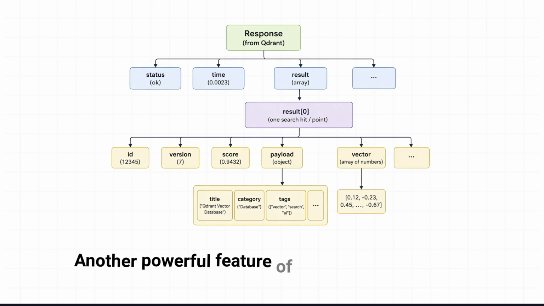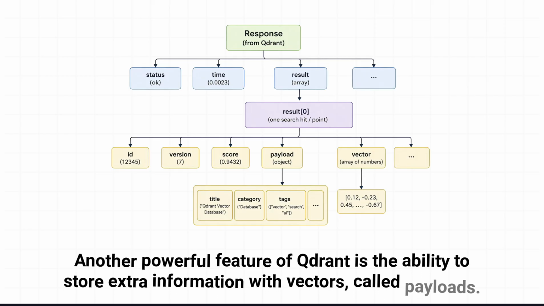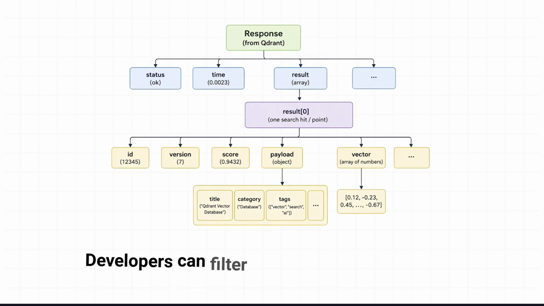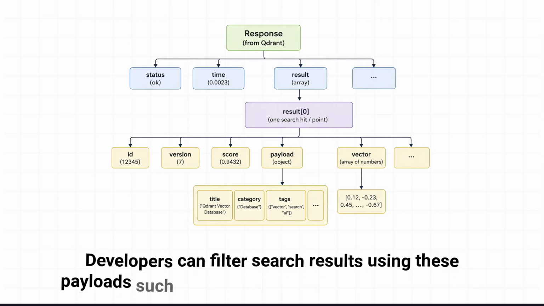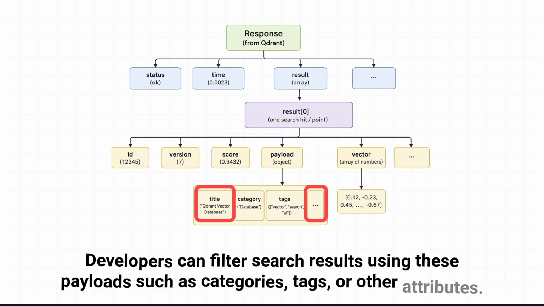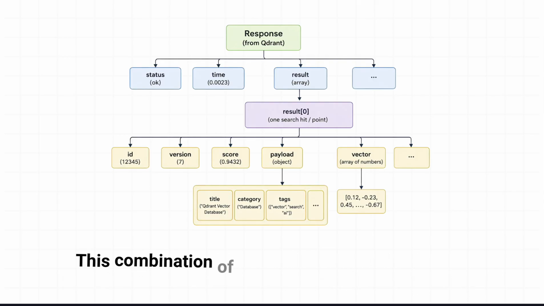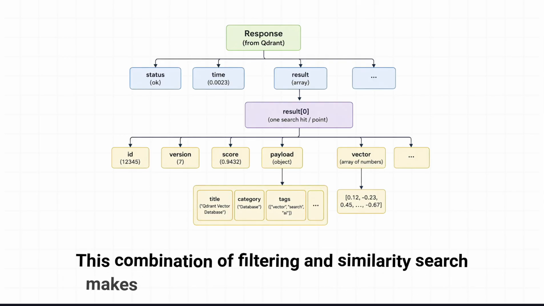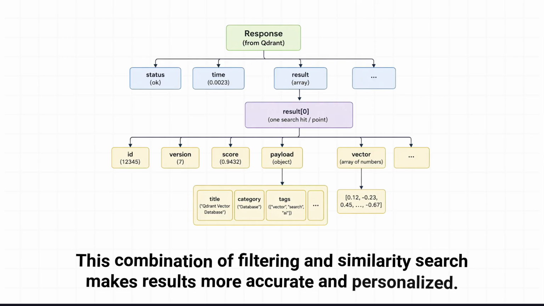Another powerful feature of Qdrant is the ability to store extra information with vectors, called payloads. Developers can filter search results using these payloads, such as categories, tags, or other attributes. This combination of filtering and similarity search makes results more accurate and personalized.